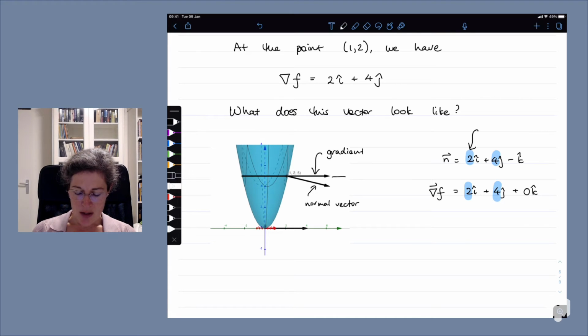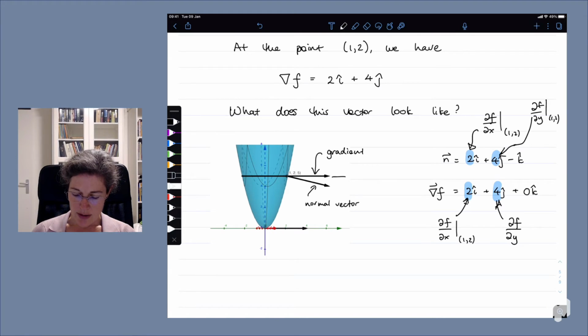If you go back and check where this 2 came from, this 2 came from evaluating df by dx at the point we were interested in, which is (1, 2). And similarly, straight from the definition of the gradient, so does this one. So actually it would have been weird if they weren't the same. And similarly, this 4 over here, we found from the partial derivative with respect to y, evaluated at the point we're interested in. And again, straight from the definition, the gradient requires that this coefficient here also be the partial.